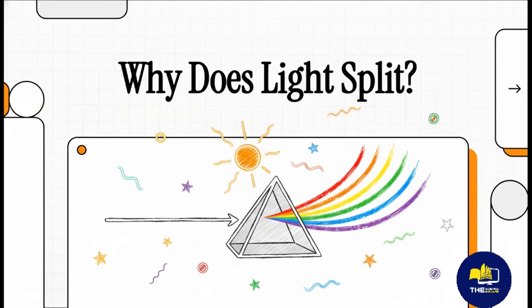Have you ever just stopped and wondered how a single plain beam of white light can suddenly burst into a spectacular rainbow? It's one of those beautiful little mysteries that happens all around us. Well, today we're going to pull back the curtain and uncover the amazing physics behind this colorful show. So let's dive right in.